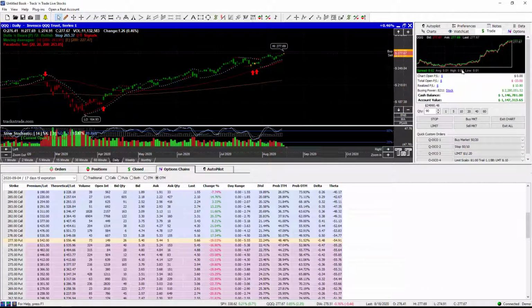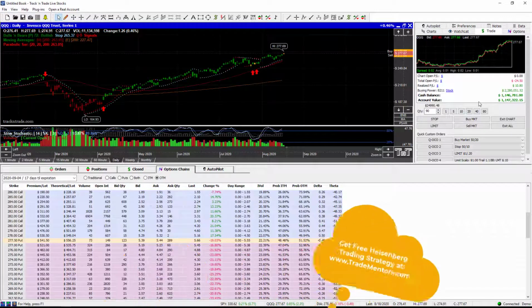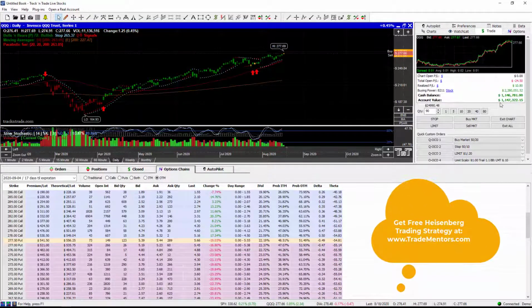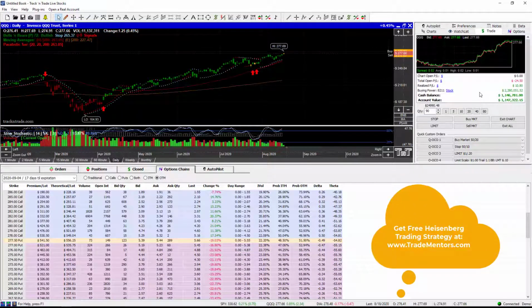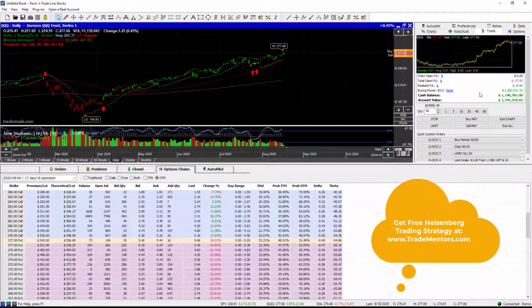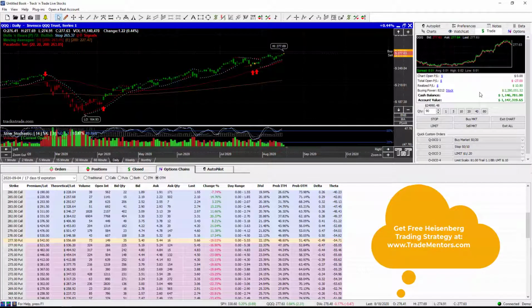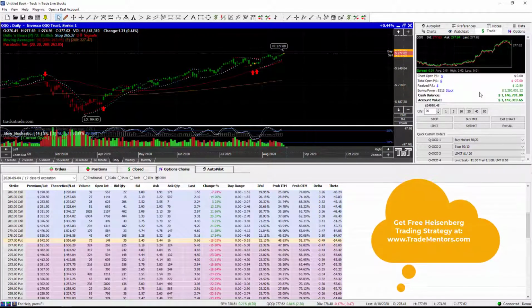Now I'm going to come over here, and of course, this is our demo account. We built this thing up to over $1 million. But the point is that we've got a bunch of cash sitting here and it's not in the market. All right, it's got a lot of cash that's not in the market. So what are we going to do about this money that's not working for us?